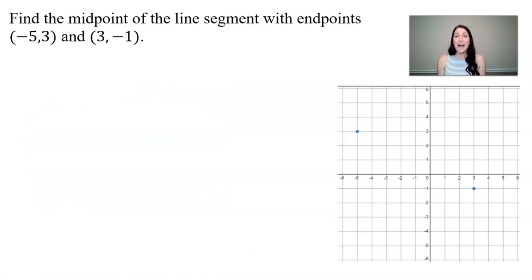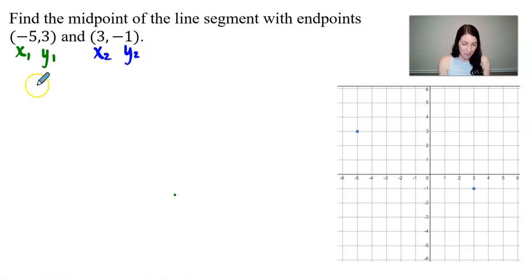Here it says to find the midpoint of the line segment with endpoints -5, 3, which you can see here on the coordinate plane on the right, and the point 3, -1. So using our formula, I'm going to go ahead and label these points. So this one is x1, y1, and over here in this point we have x2 and y2.